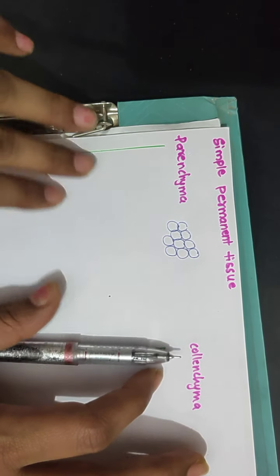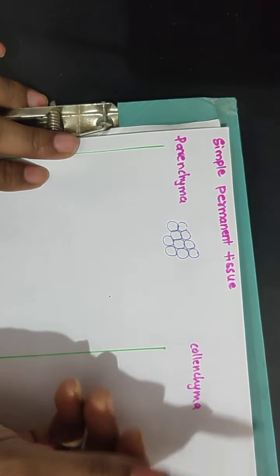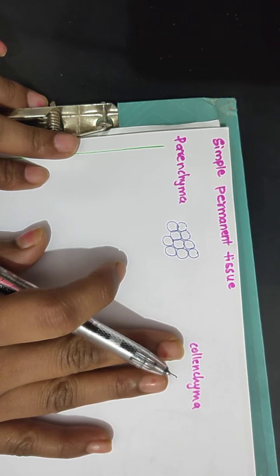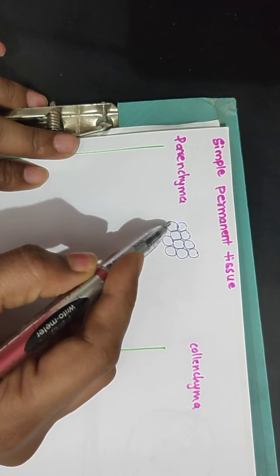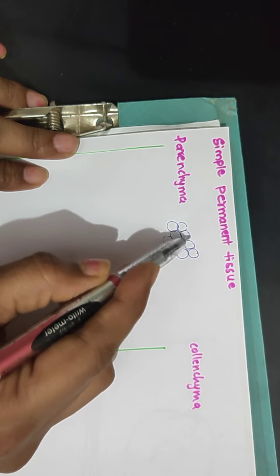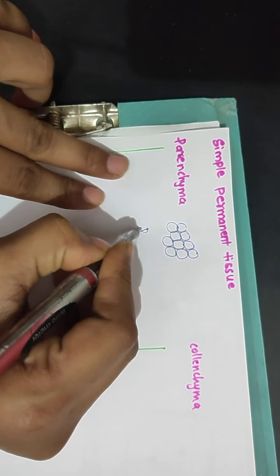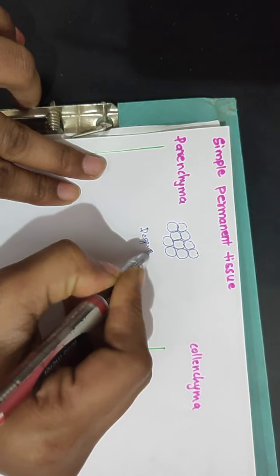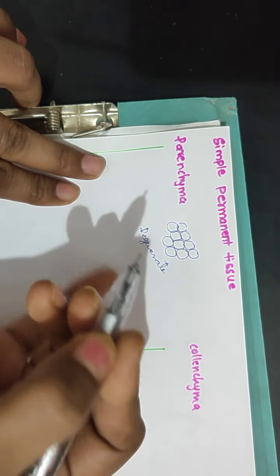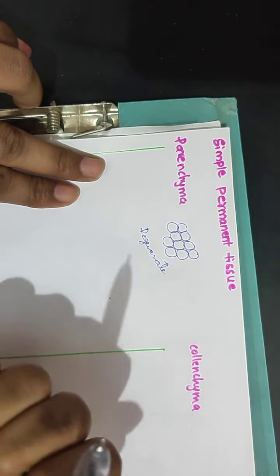Coming to simple permanent tissue, within that we are studying parenchyma. These parenchymatous cells are isodiametric in nature. It means the cells are almost similar in size. They have the capacity to regenerate. It means it can again de-differentiate into a meristematic cell. It can again have the capacity to divide.